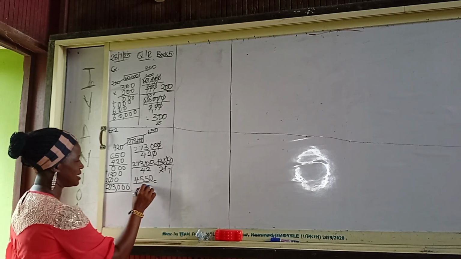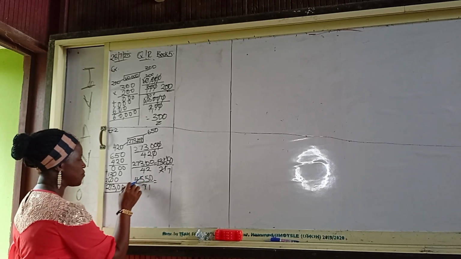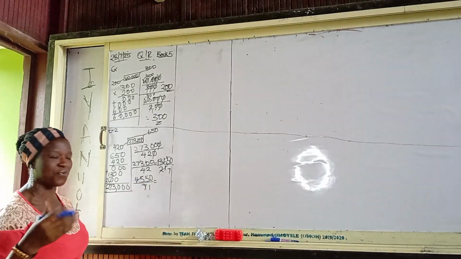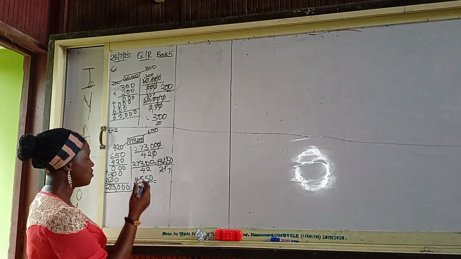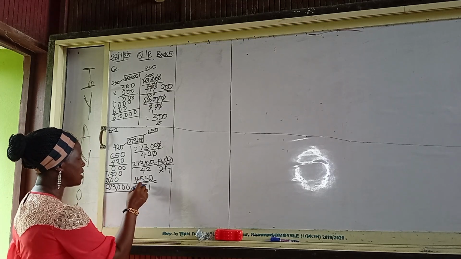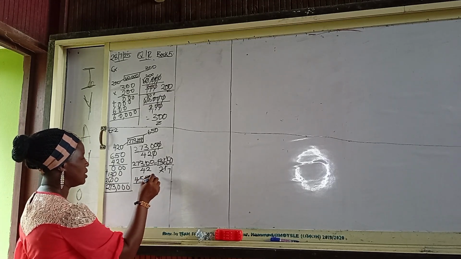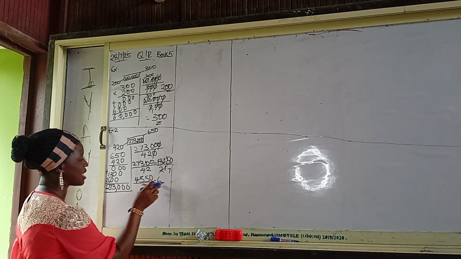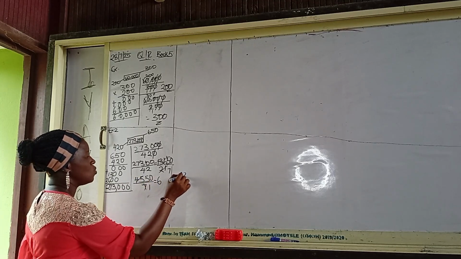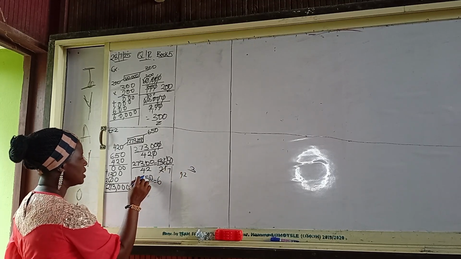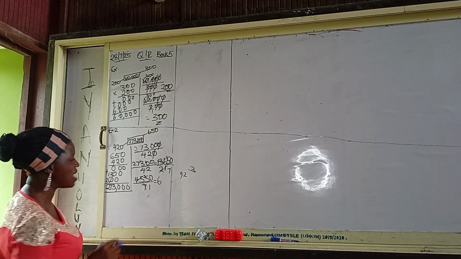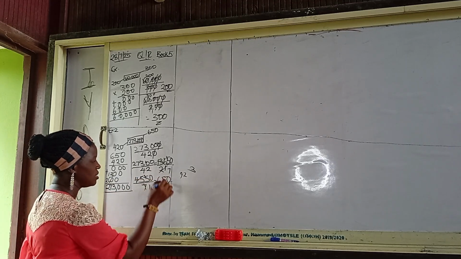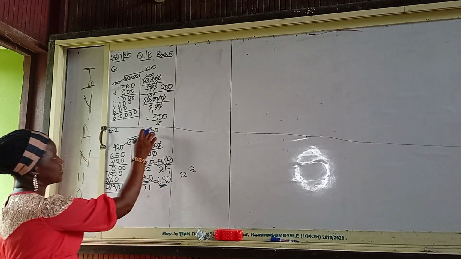7 in 7, that is 1. 7 in 45, 7 times 5, 35, 7 times 6, 40, 7 times 7. 7 in 7, 1. 7 in 45, that is 6. And 7 times 6, that is 42. We are holding 3. 7 in 35, that is 5. And 7 in 0, it is 0. So now we got our 650.